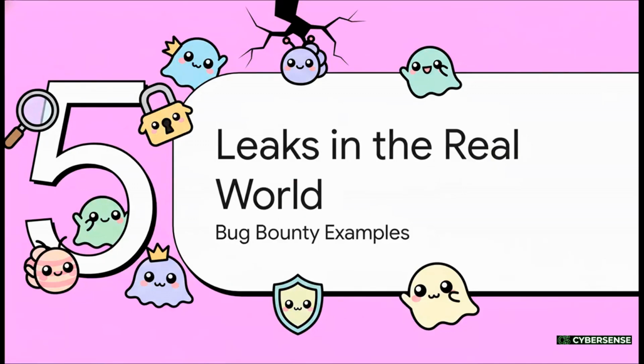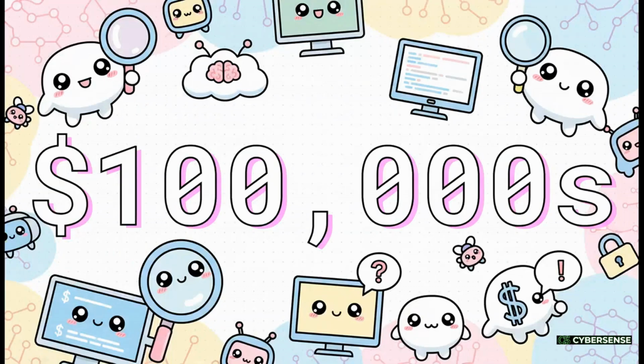Now, I want to be crystal clear about this. This isn't some theoretical problem from a research paper. These leaks are happening right now, in the real world, on major applications. And they are serious. So serious, in fact, that bug bounty programs often pay out hundreds of thousands of dollars to researchers who discover and report these types of flaws. That price tag alone should tell you everything you need to know about the potential impact.